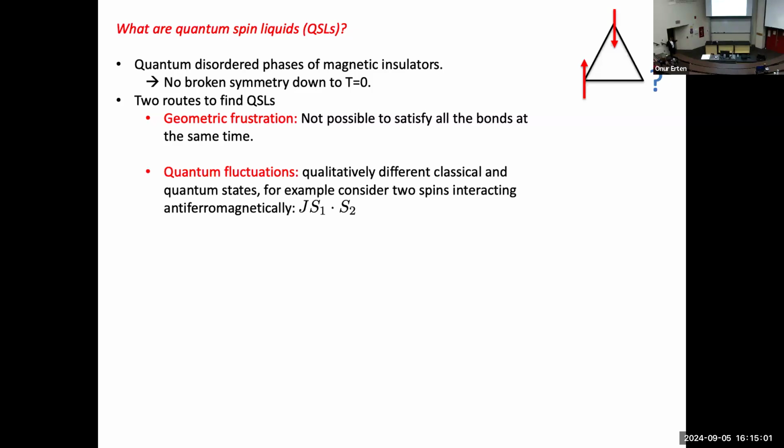And the second route is the quantum fluctuations. So what do I mean by quantum fluctuations? What I mean is that a qualitatively different classical and quantum states.